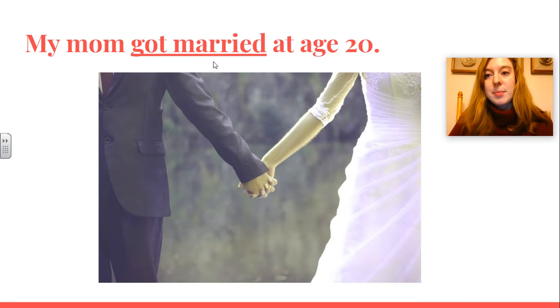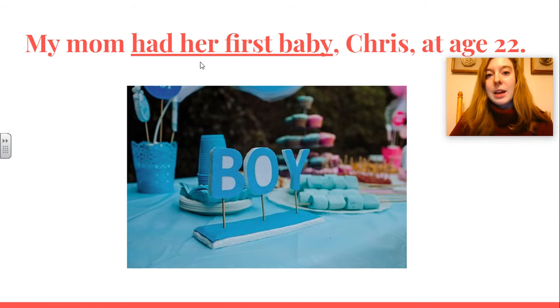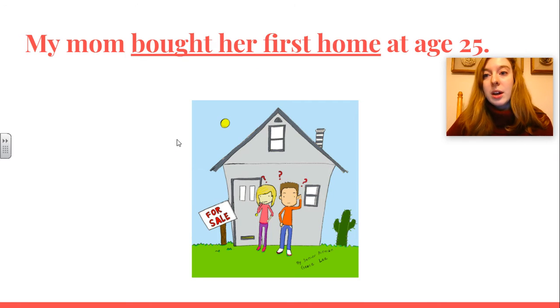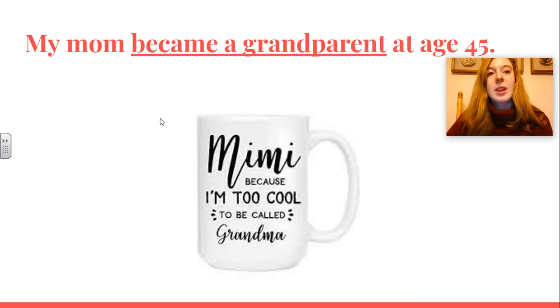My mom got married at age 20. My mom had her first baby, Chris, that's my brother, at age 22. So the past tense, el pasado, the past tense of have is had with a D. My mom bought her first home at age 25. So the past tense of buy is bought. My mom became a grandparent at age 45. So the past tense of become is became.